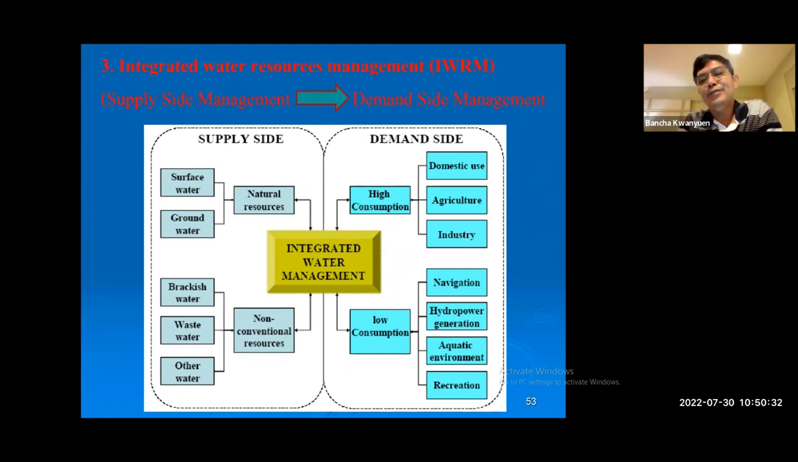Let's say for Thailand, in the past most people used maybe 100 liters per person, or maybe 150 liters per day. But nowadays, for city life, people consume more than 200 liters per capita per day. And even if we include commercial and other activities, it can go up to 300 liters per capita per day. That's a lot.